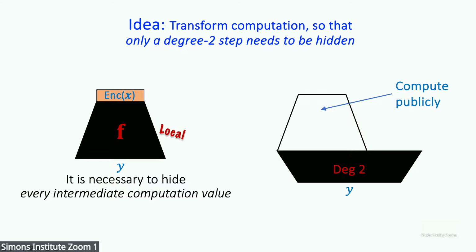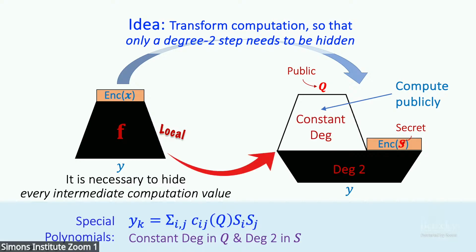So we want to somehow transform this F into a part that is public, that gets computed on publicly, this public part Q, and some encrypted secret S. We should be able to obtain Y through some public computation on Q, together with the degree 2 computation on both the output of the public computation and the S. Formally, the final output is degree 2 in the S's, but the coefficients of this degree 2 polynomial can be a constant degree function of the public parts Q. This is what we know how to do, using bilinear maps.